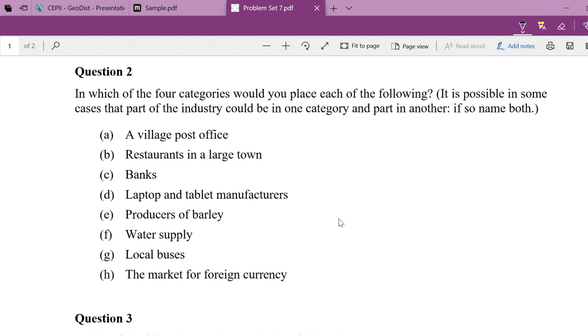H, the market for foreign currency. Again, it's similar to the barley case because foreign currency is priced based on a world price, the world foreign exchange market, I should say. So if you go on a holiday to Turkey and you want to exchange your pounds to Turkish lira, the Turkish bank will quote you a price based on the market price that's prevailing. They don't actually come up with a new price for you. They look at the exchange rate and then they say, okay, we'll add our profit and then that's the price.